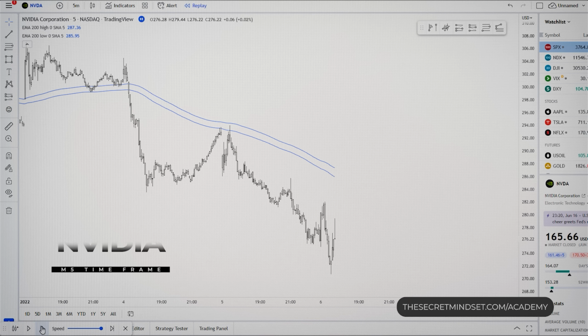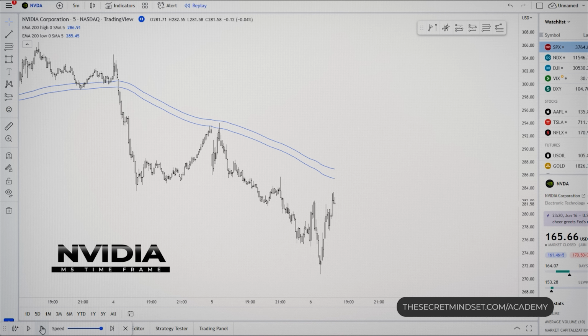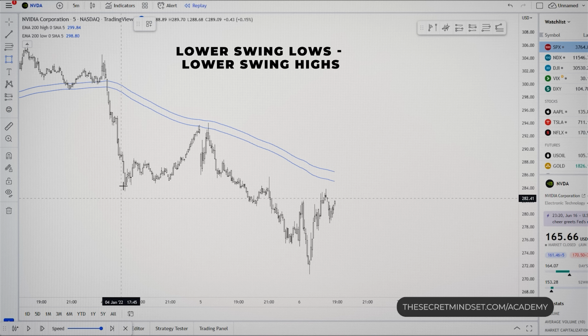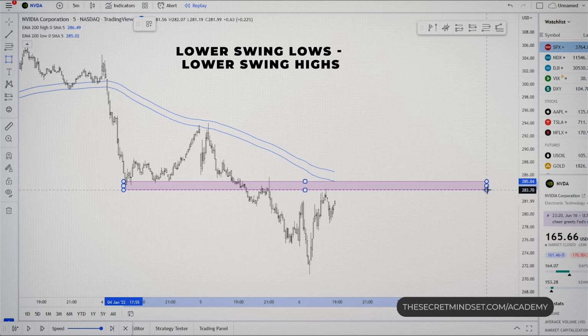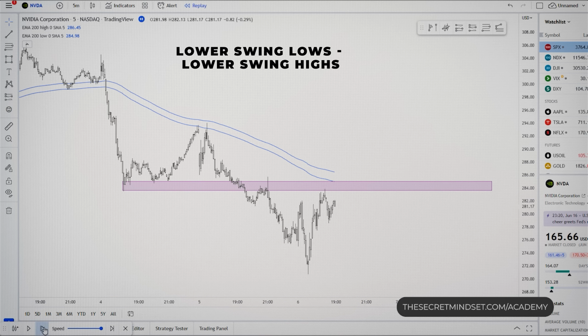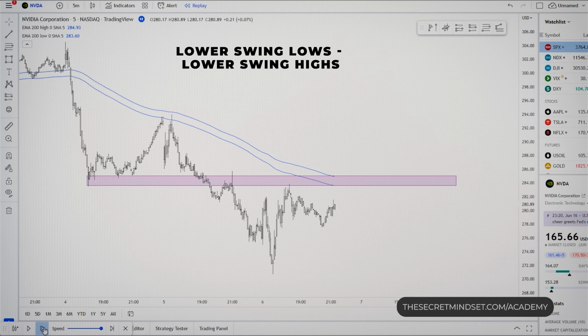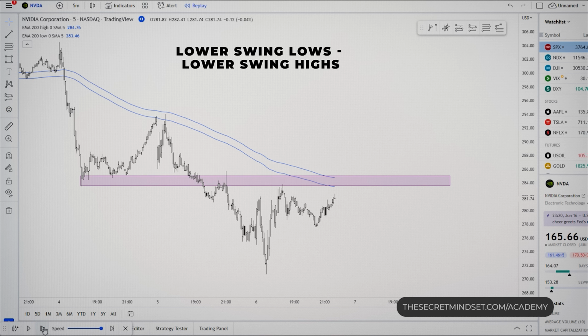We move to Nvidia on the 5-minute time frame. This is a strong downtrend, with price making lower swing lows, lower swing highs. I also see this major swing low, again of former support, potentially turning into resistance. The confluence zone is more evident now.